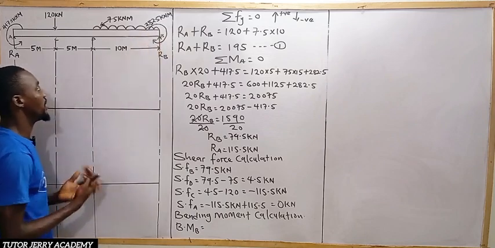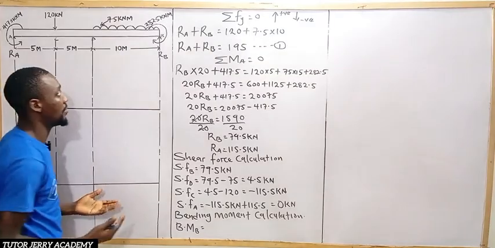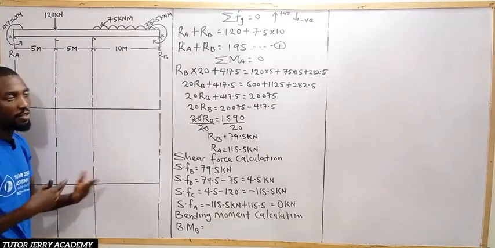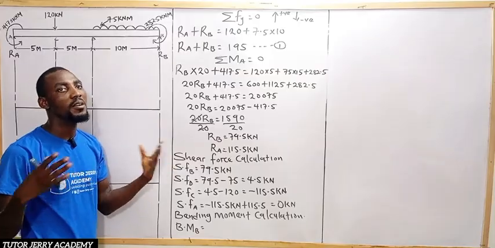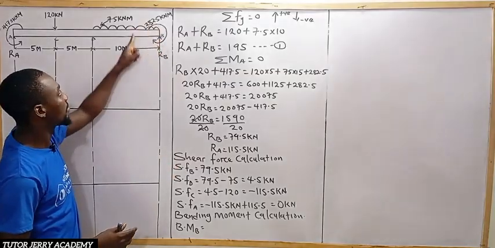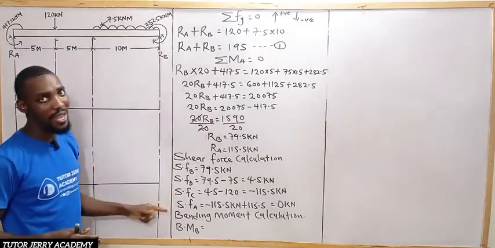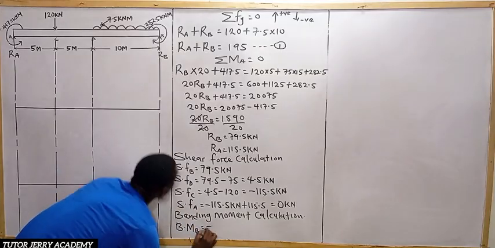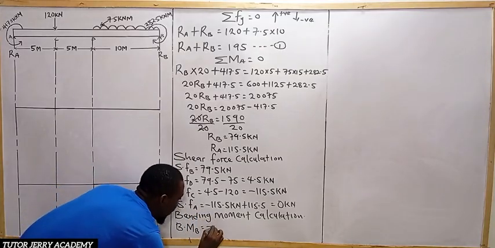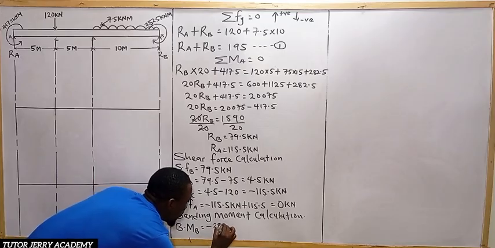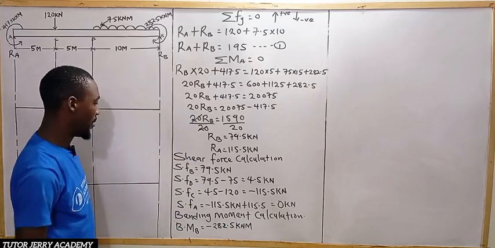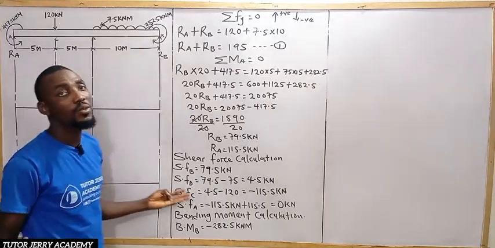And don't forget, we said our upward force is what? Positive. And our upward force is giving us a what? Anti-clockwise moment. So it means our anti-clockwise moment will also be what? Positive. So this moment here is a clockwise moment. So it's going to be what? Negative. So we are going to have negative 2825.5 kilonewton meter. All right, so that is it.